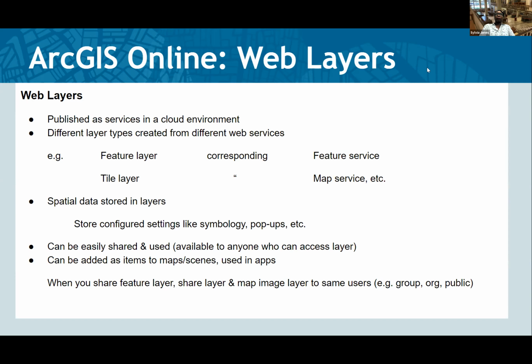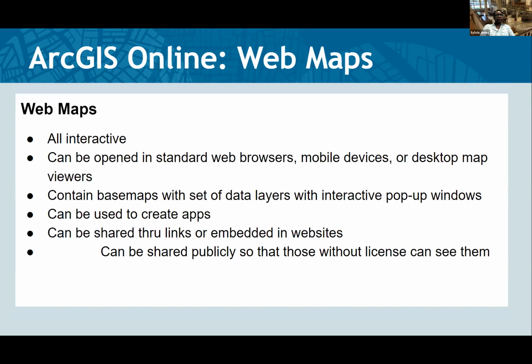One thing I think Michael mentioned yesterday was when you share a feature layer, you want to make sure that you share the layer and the map image to the same users. So if you're sharing the feature layer or the map image layer, you're sharing them to groups, you want to make sure the same group has access to everything. Otherwise, some things won't be able to be displayed, okay?